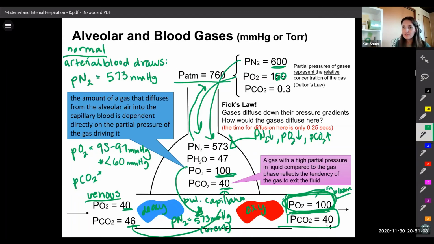Then partial pressure of CO2, we've already talked about these levels in our acid-base balance lecture in terms of normal values. We expect for normal arterial blood to find a partial pressure of CO2 that ranges between 35 and 45 millimeters of mercury. And we're using 40 here on this diagram as an average.